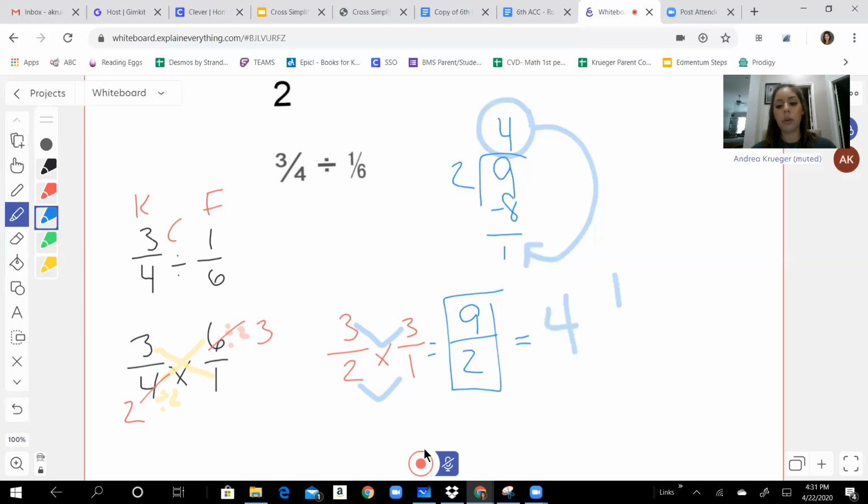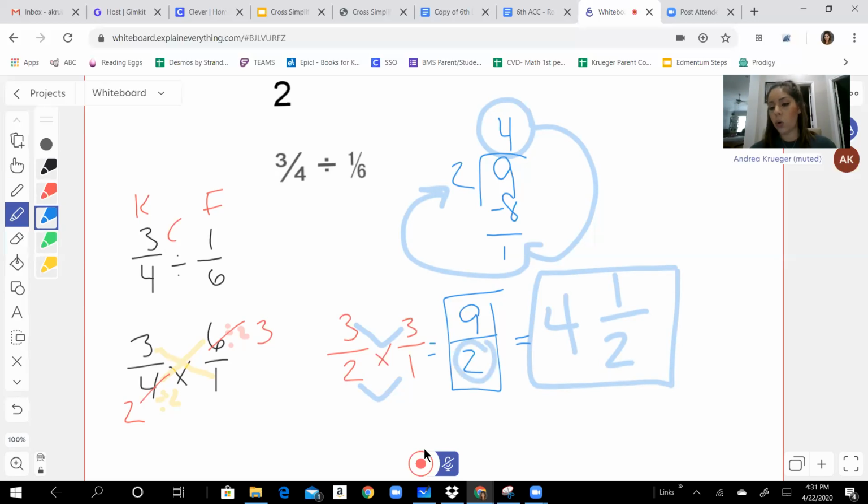Numerator going around the world. 4 and 1/2, which obviously makes sense. It only takes 2 to make a whole, and I have 9. So how many wholes can I make? 4, and I have a half left over. So there we have it.